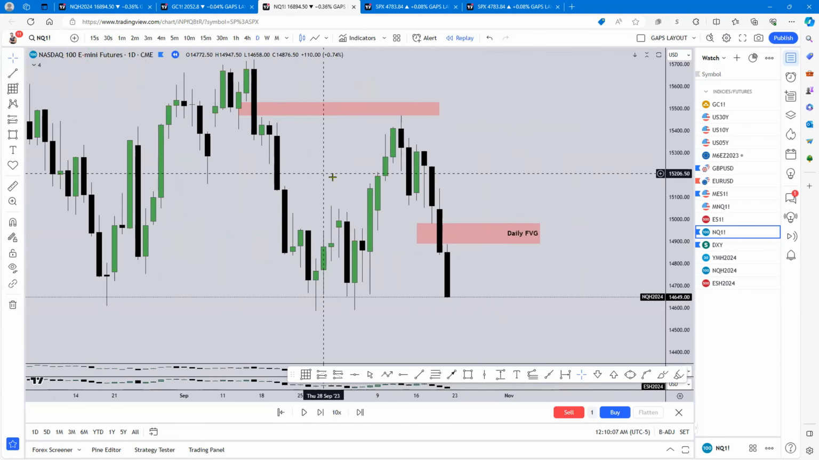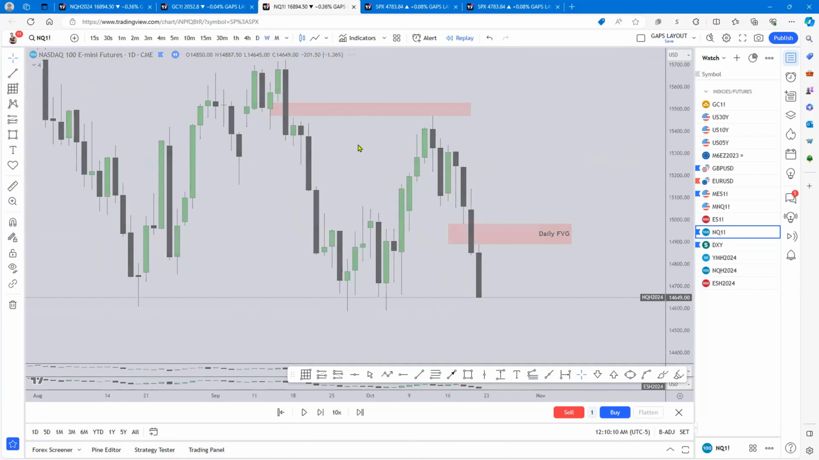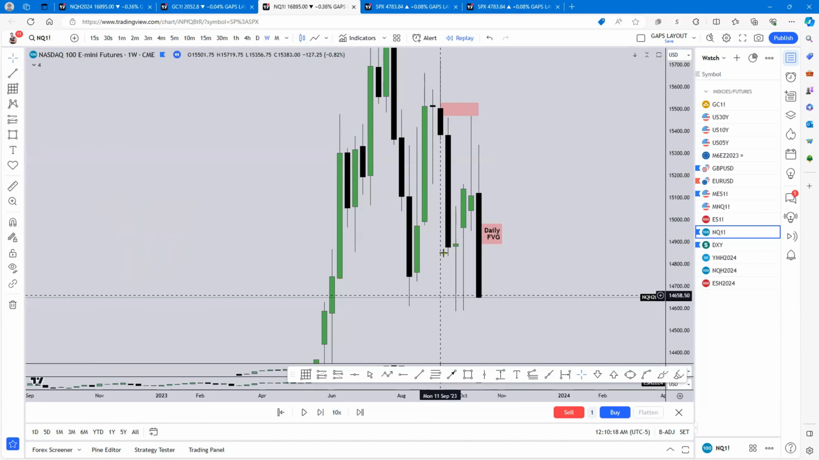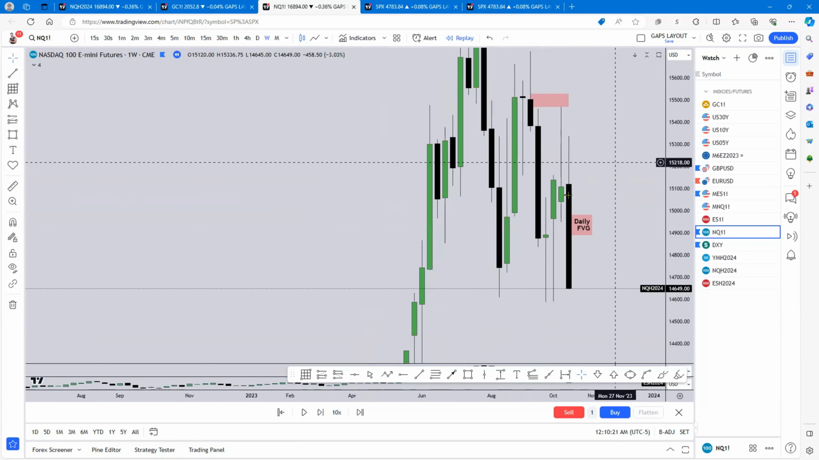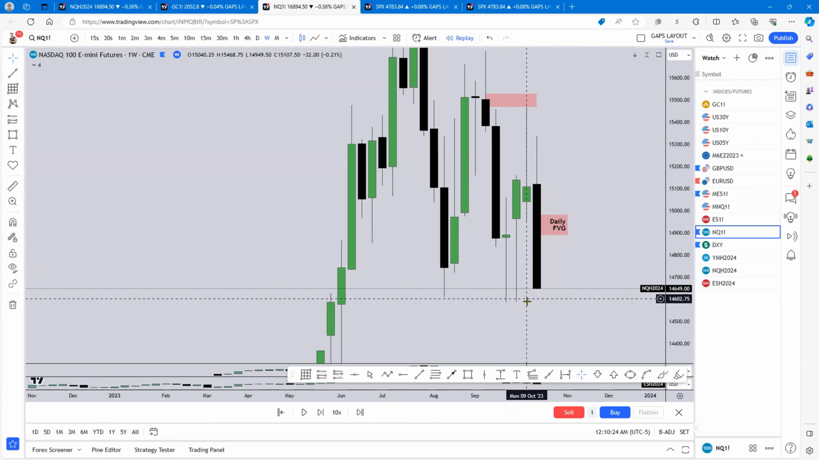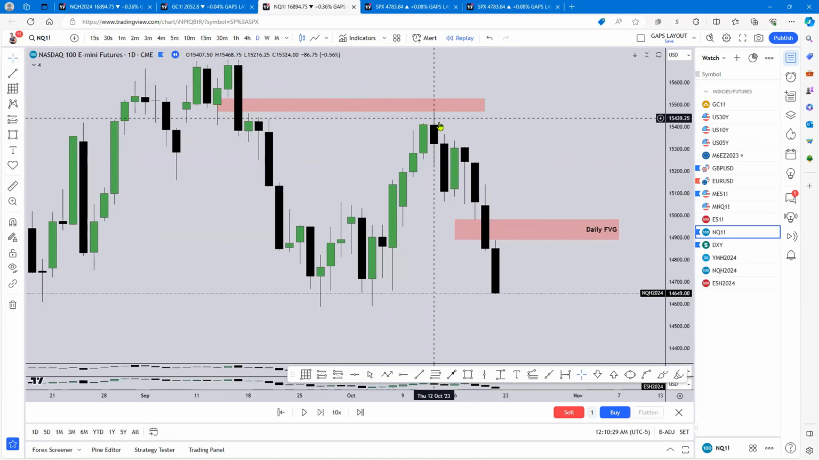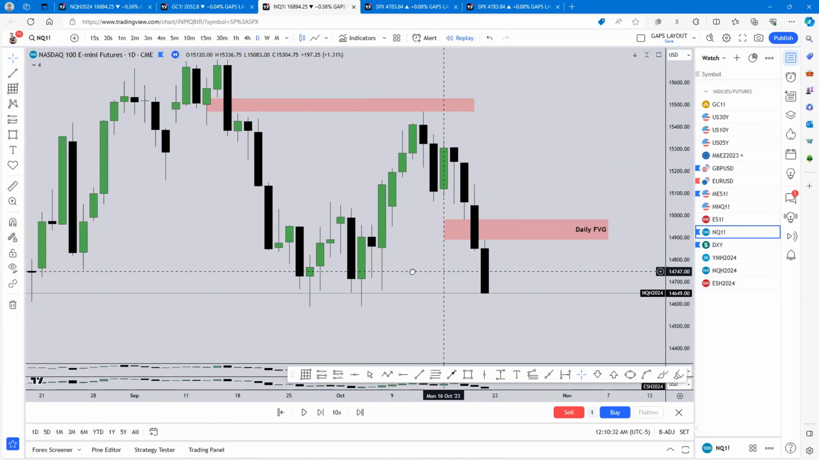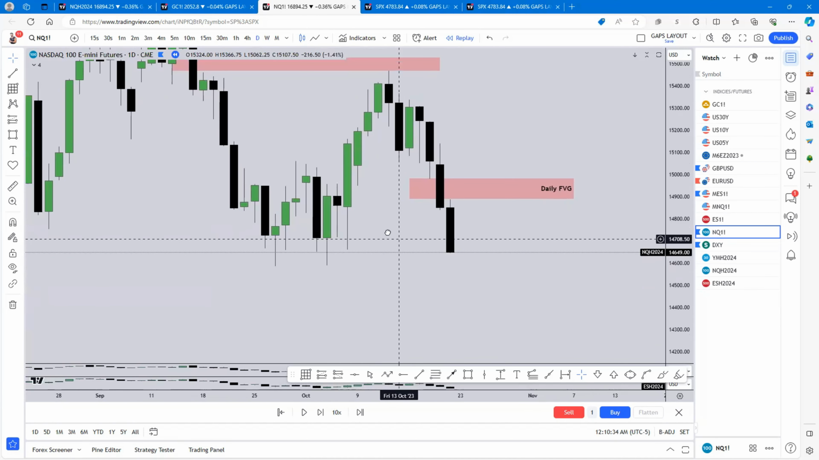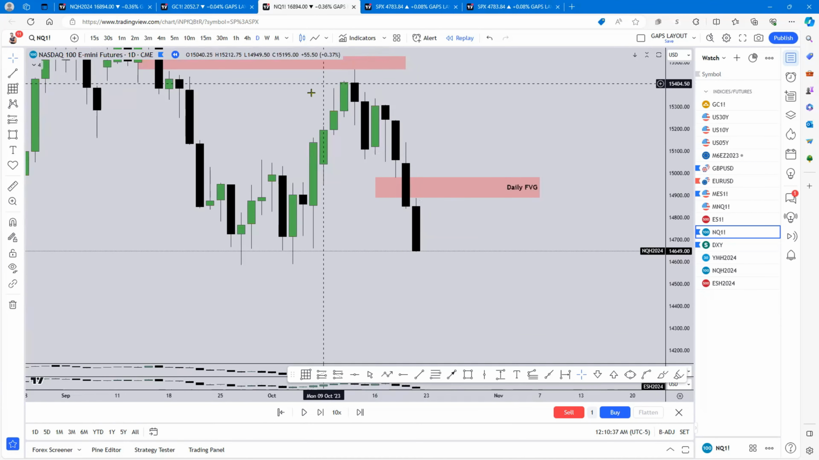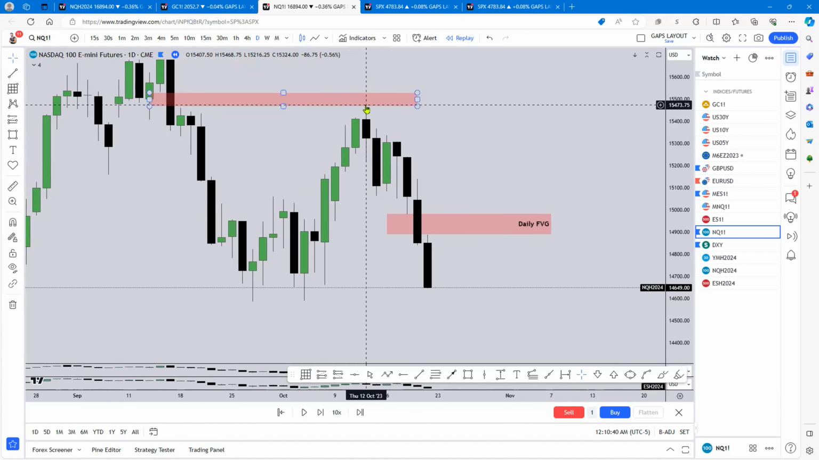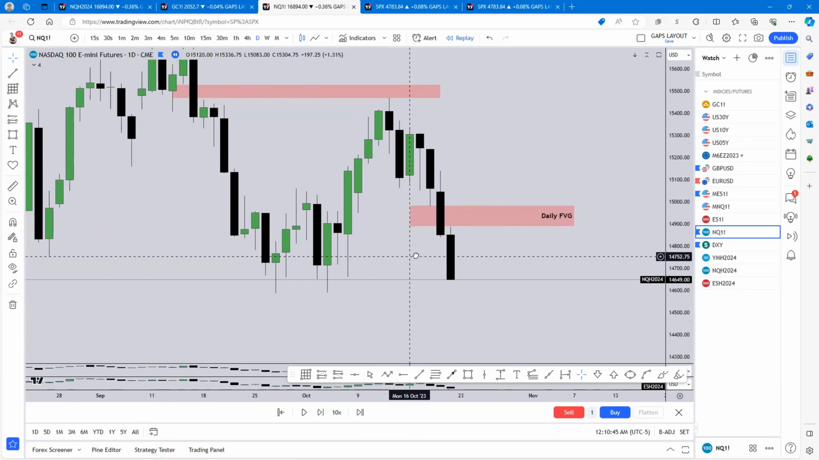Let's go on the daily time frame. We can see from the weekly that we have been bearish, right? Constantly moving, making new lows. Come to the daily, we can see we had this daily fair value gap here, and we now have this one here. So we can see price is delivering from this high in this daily fair value gap to this low.